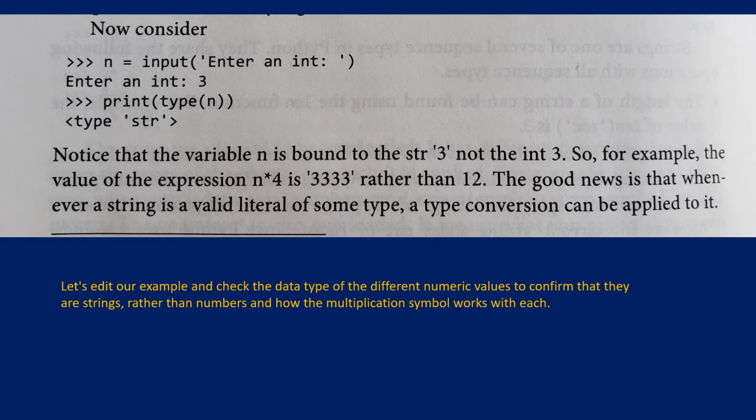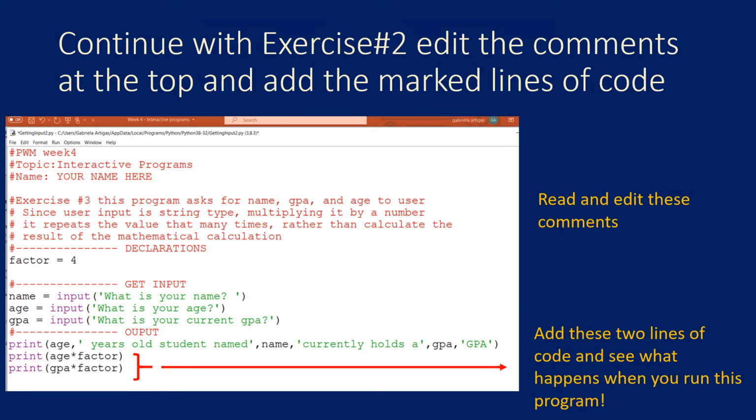So let's see. So let's add a variable in the declaration. So this is going to be your exercise 3. But you did the exercise 2, right? So this is exercise 3, and this program asks for the name, GPA, and age of the user. Since user input is string type, multiplying it by a number repeats the value that many times rather than calculating the result of the mathematical calculation.